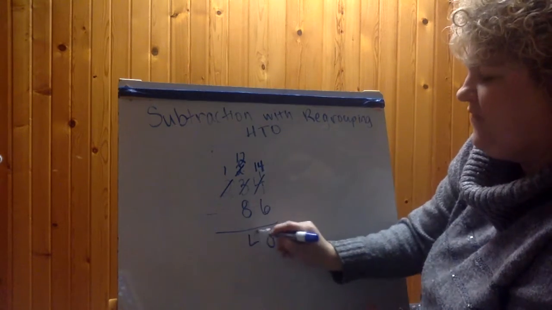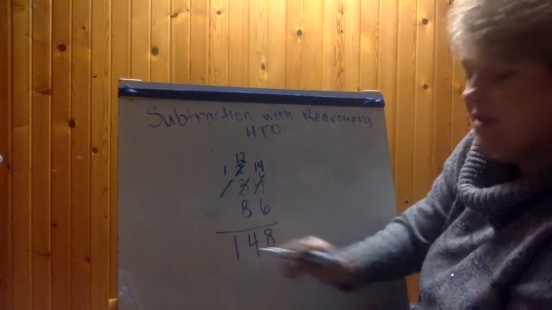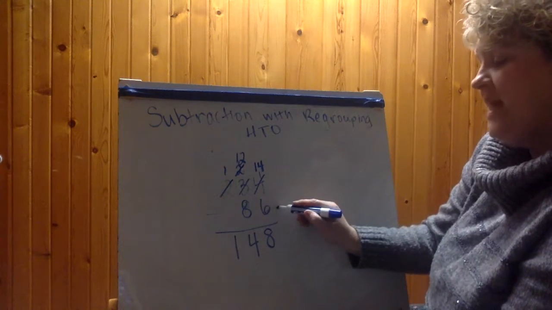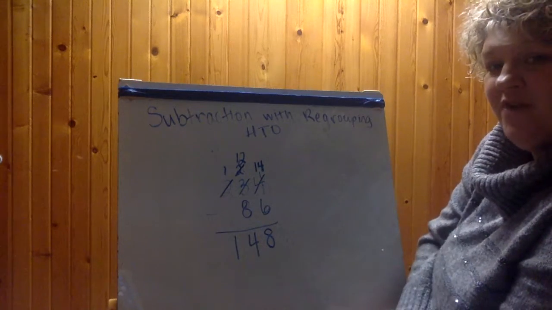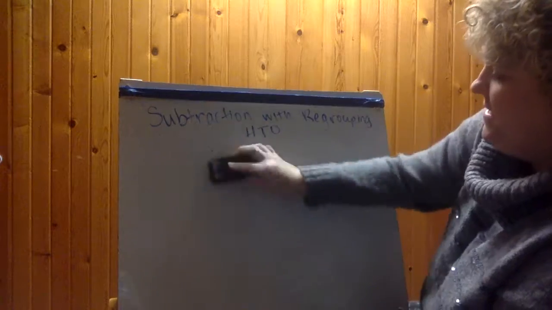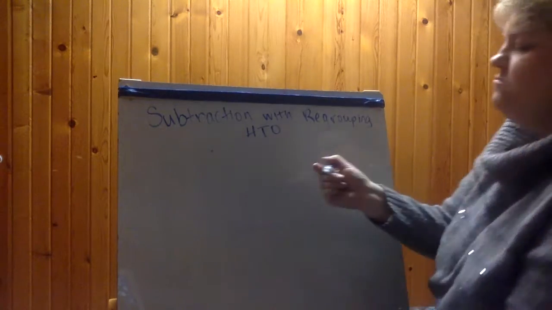12 minus 8 is 4. 1 minus nothing is 1. So we had 234 minus 86 equals 148. All right, that was very good. All right, let's try another one.